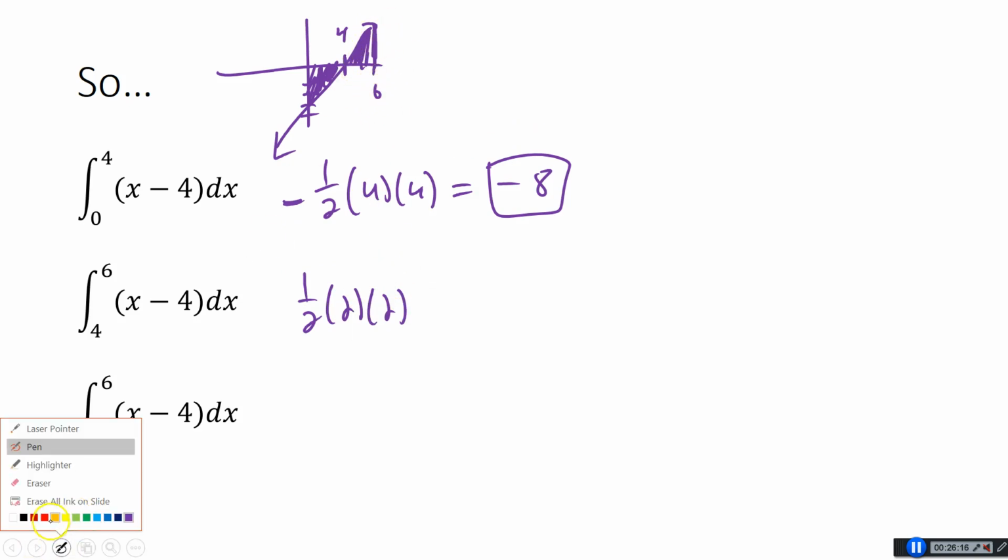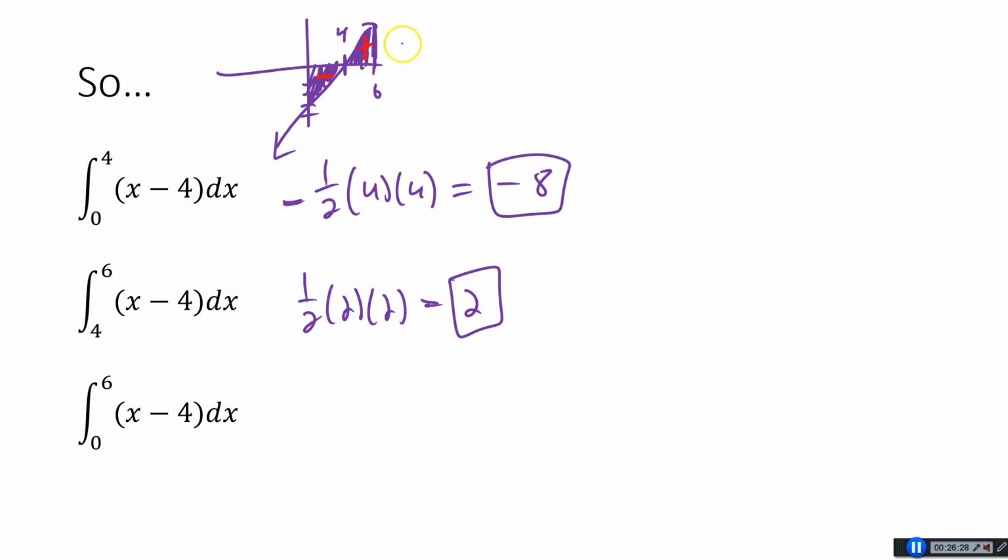So what we have going on here is we have this negative part below, and we have this positive part above, right? So we have 1/2 times 2 times 2, which is a positive 2. So if we want to integrate from 0 to 6, we have the negative 8 part over here, and we have the positive 2 part over here. So that's going to be negative 8 plus 2, which is negative 6. Overall negative because there's more area below than there is above.